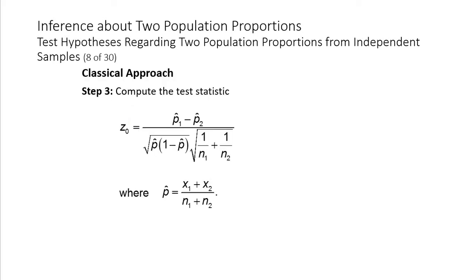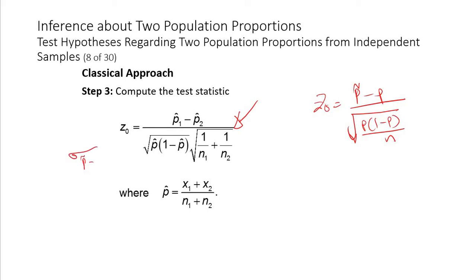The third step is to compute z naught. From the previous approach for one population, we computed z naught differently. We said that z naught is equal to p hat minus p divided by the square root of p times 1 minus p divided by n. In this case, we have two populations, so we're going to find z naught differently using this formula over here. We're going to say it's p1 hat minus p2 hat divided by the standard deviation for the difference between two population proportions, which is this one over here.